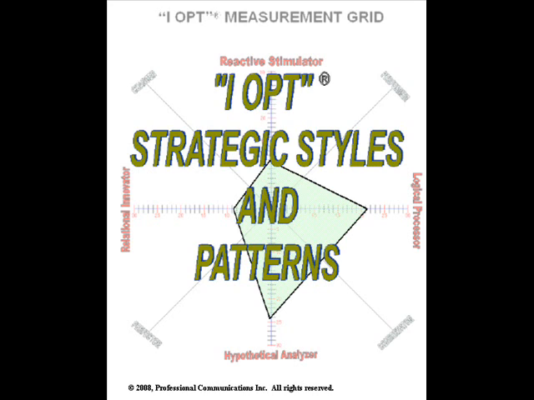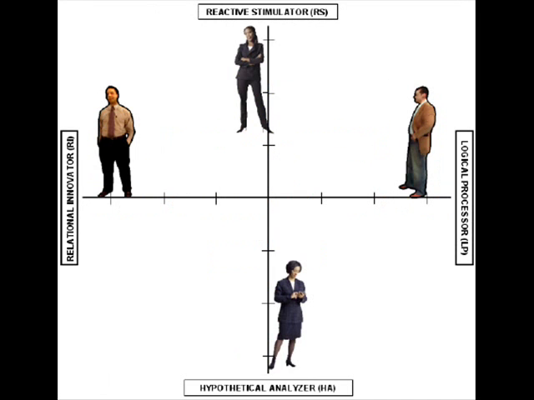This video shows what Iopt strategic styles are and how they interact to create strategic patterns. Strategic styles are a name we gave to the basic information processing strategies we all use to address the issues in our lives. A strategic style is merely a pattern of behavior. We use patterns because they make our lives easier.